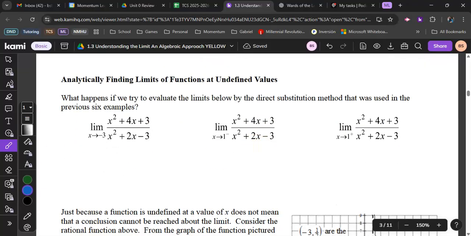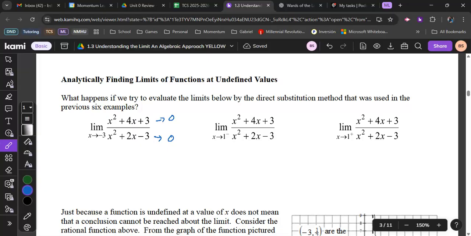All right, let's analytically find these ones. So, first thing I'm going to do is just plug it in. Plug this in, I'm going to get 9 minus 12 plus 3, 0. Not necessarily, we'll find out. 9 minus 6 minus 3, 0. Uh-oh. That doesn't work.